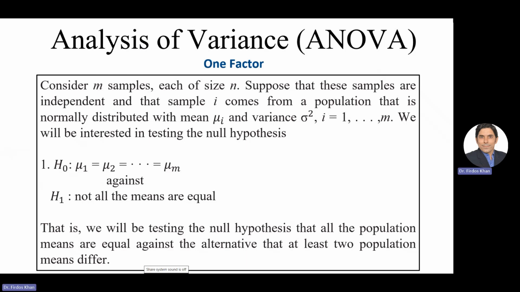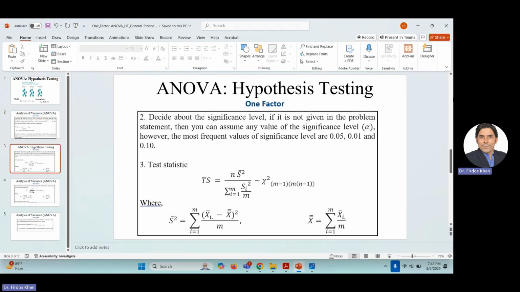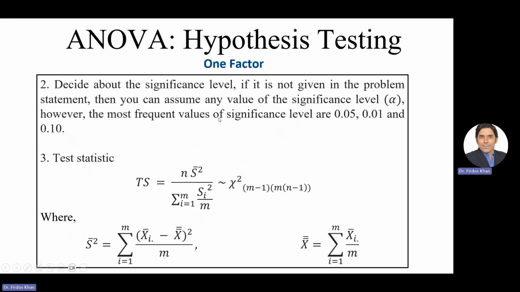The second step is to decide about the significance level. If it is given in the statement of the problem, like 0.05, 0.01 or 0.1, you can use that directly. If it is not given in the statement of the problem, then you can choose one of them: 0.05, 0.01 and 0.10. These are the values of the significance level that we normally call alpha, the most frequent values normally used in hypothesis testing. You can use any one of them.